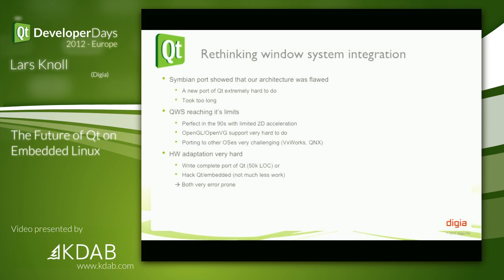At the same time, QWS, the Qt windowing system, and Qt Embedded were reaching their limits. It was really good in the 90s, where you had mostly software drawing and a limited piece of 2D acceleration. But really integrating OpenGL was hard to do, and a few years ago OpenVG was also interesting but has pretty much disappeared again now. And we saw also that porting to other operating systems was very challenging. People were trying to do these ports for VxWorks and QNX. It was really hard to do that.